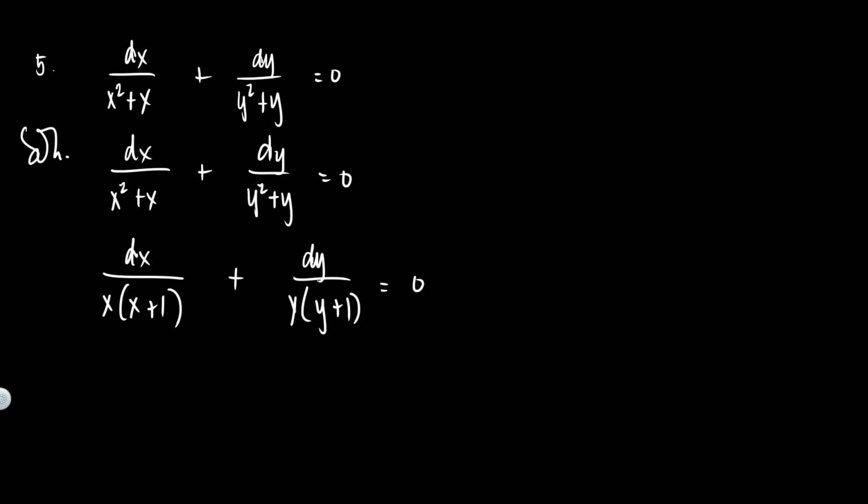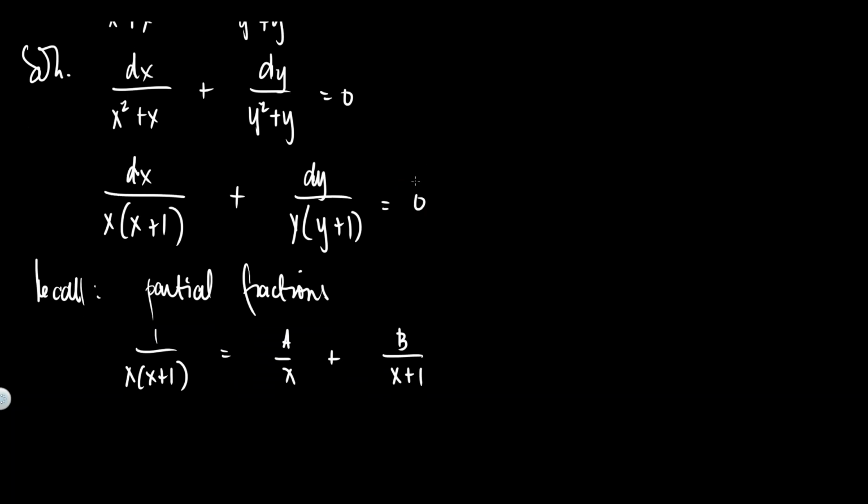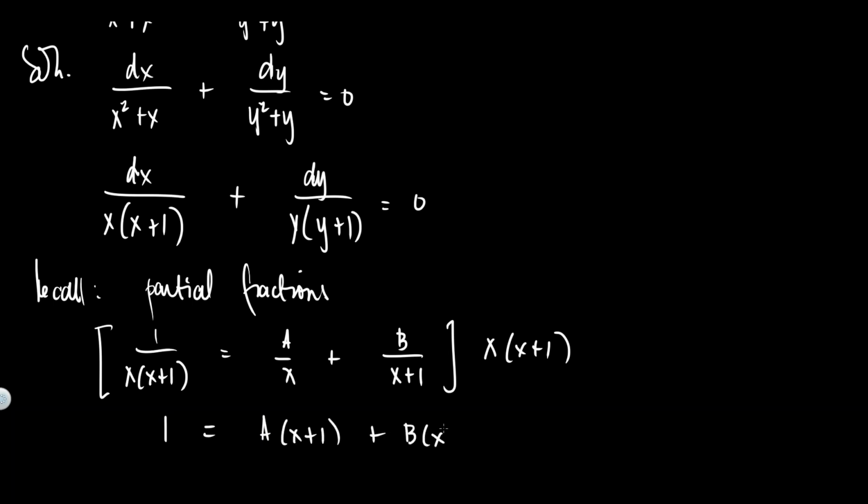Okay, so first, decompose each of the fractions into partial fractions. O, recall na rin natin, no? So, yung ating partial fractions. Paano to? Example, yung first term. So, 1 over x times (x plus 1). So, that is equal to a over x plus b over (x plus 1). Okay? So, multiply everything by x times (x plus 1). So, we have 1 equals a times (x plus 1) plus b times x.